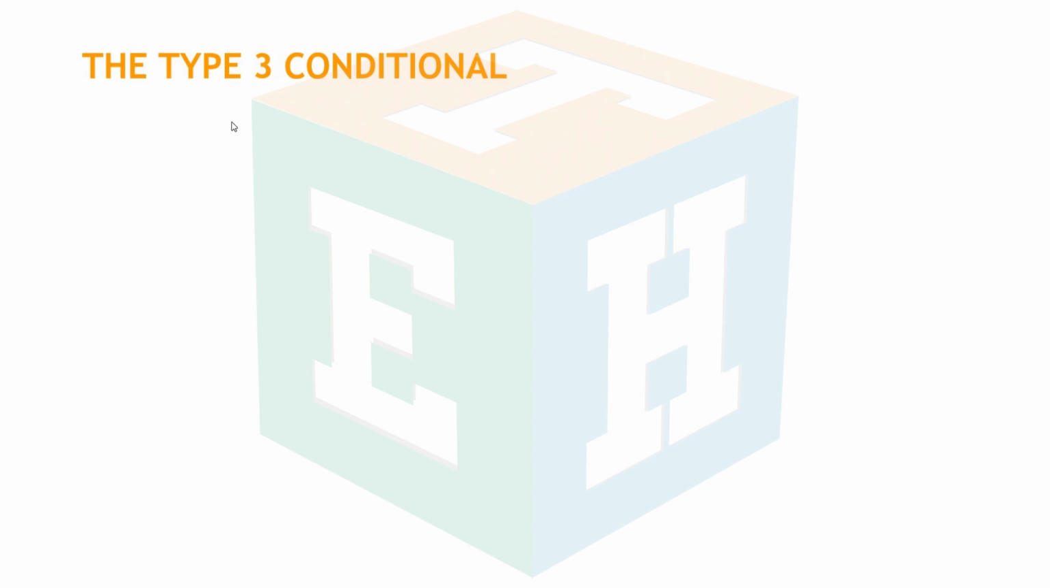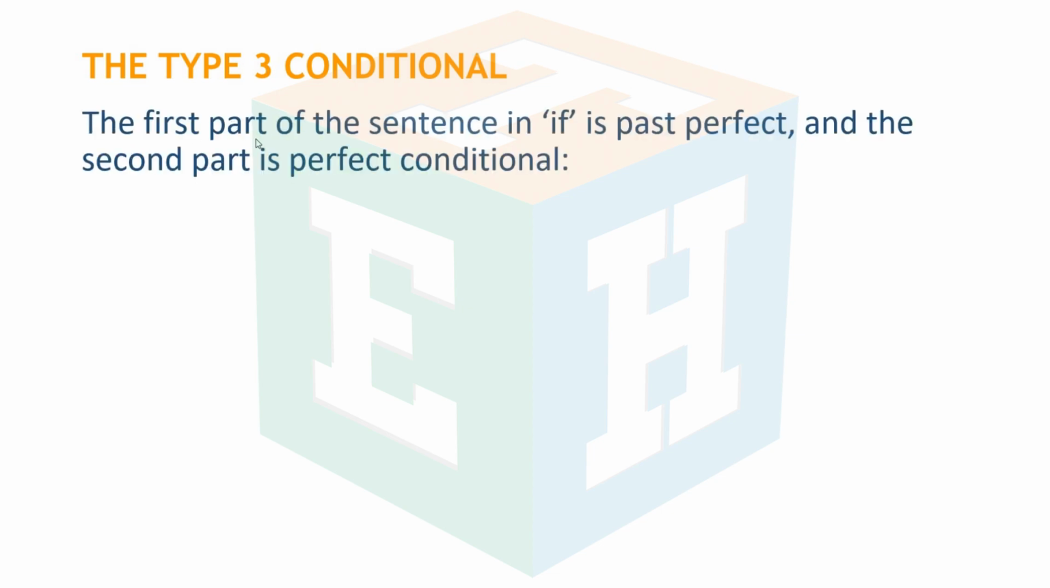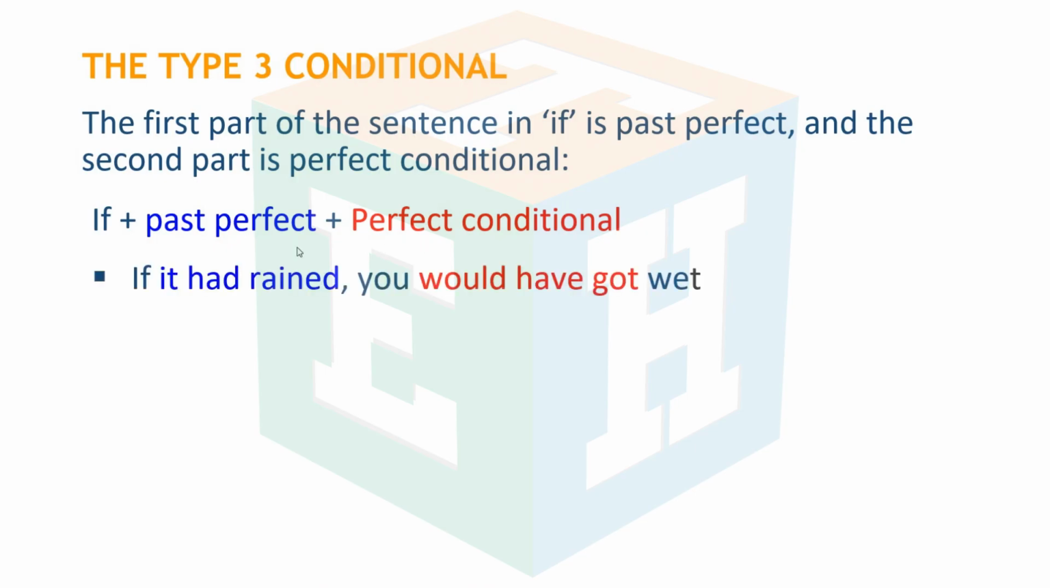The type 3 conditional. The first part of the sentence in if is past perfect and the second part is perfect conditional. If plus past perfect plus perfect conditional. If it had rained, you would have got wet.